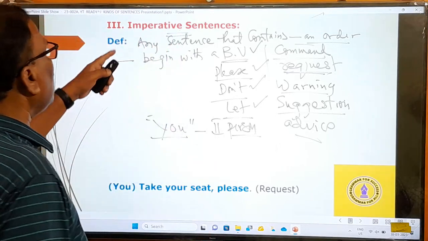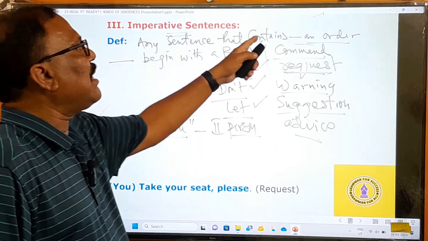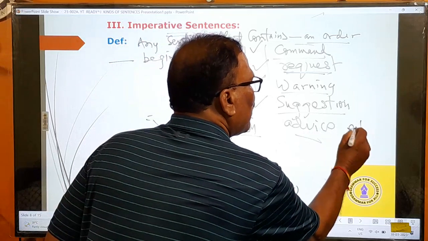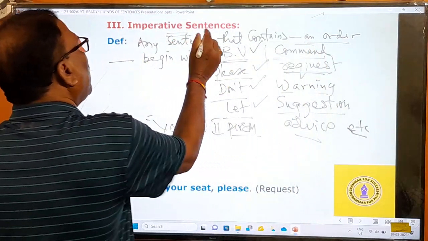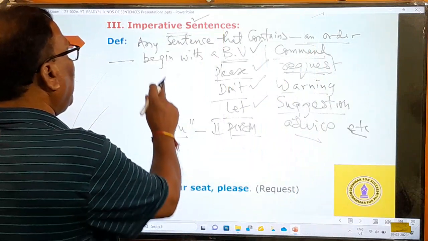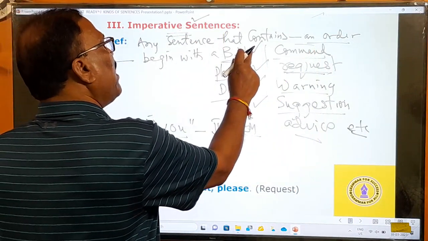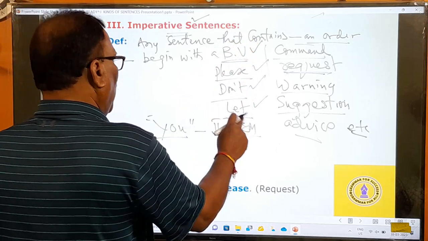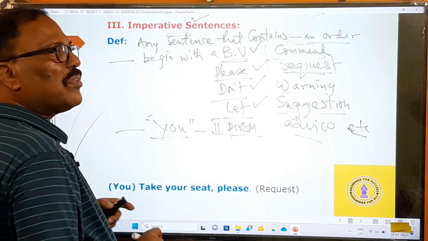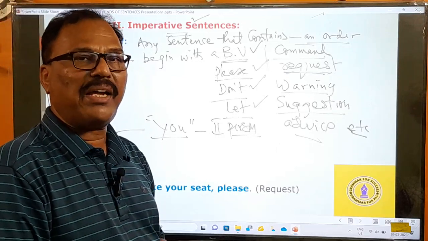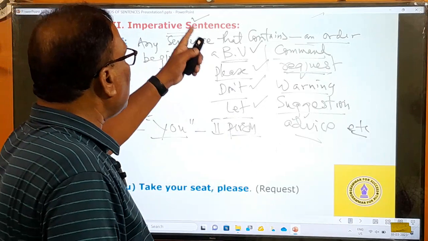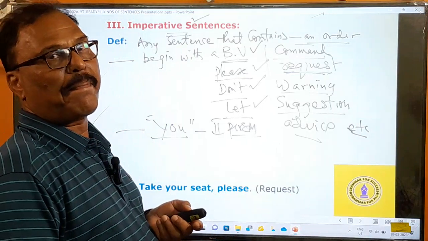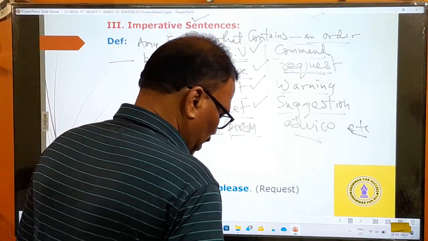Any sentence that contains an order, command, request, warning, suggestion, advice, etc. is called an imperative sentence. They always begin either with a base form verb or with please or don't or let. In these sentences, you, the second person, is often implied or understood, because these sentences are spoken to the second person only. I'll give you some examples to make you understand them.